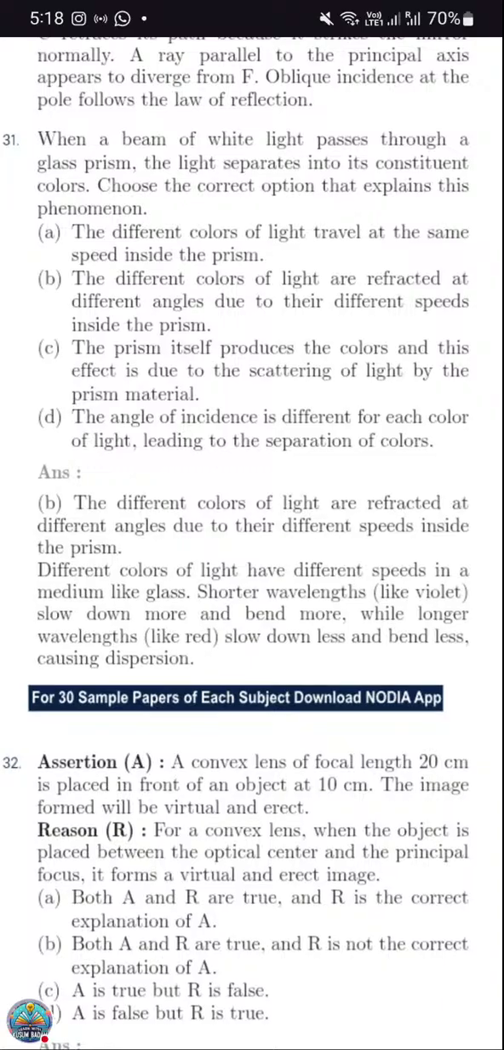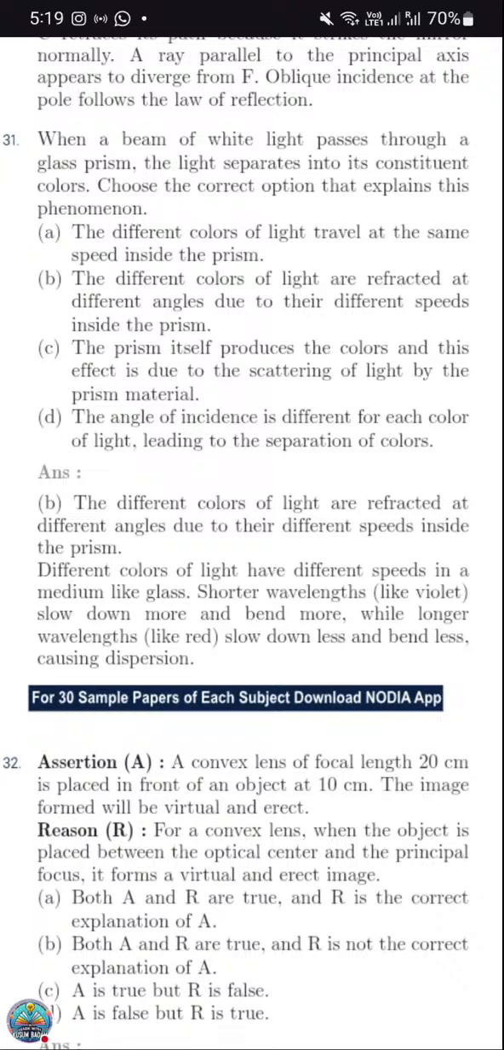So let's see what they have given. The different colors of the light travel at the same speed. The first statement is wrong because different colors have different speeds. The different colors of the light are refracted at different angles due to their different speeds. So it's a correct option. Option B is correct. The prism itself produces the color. Wrong. The prism is not producing the color.